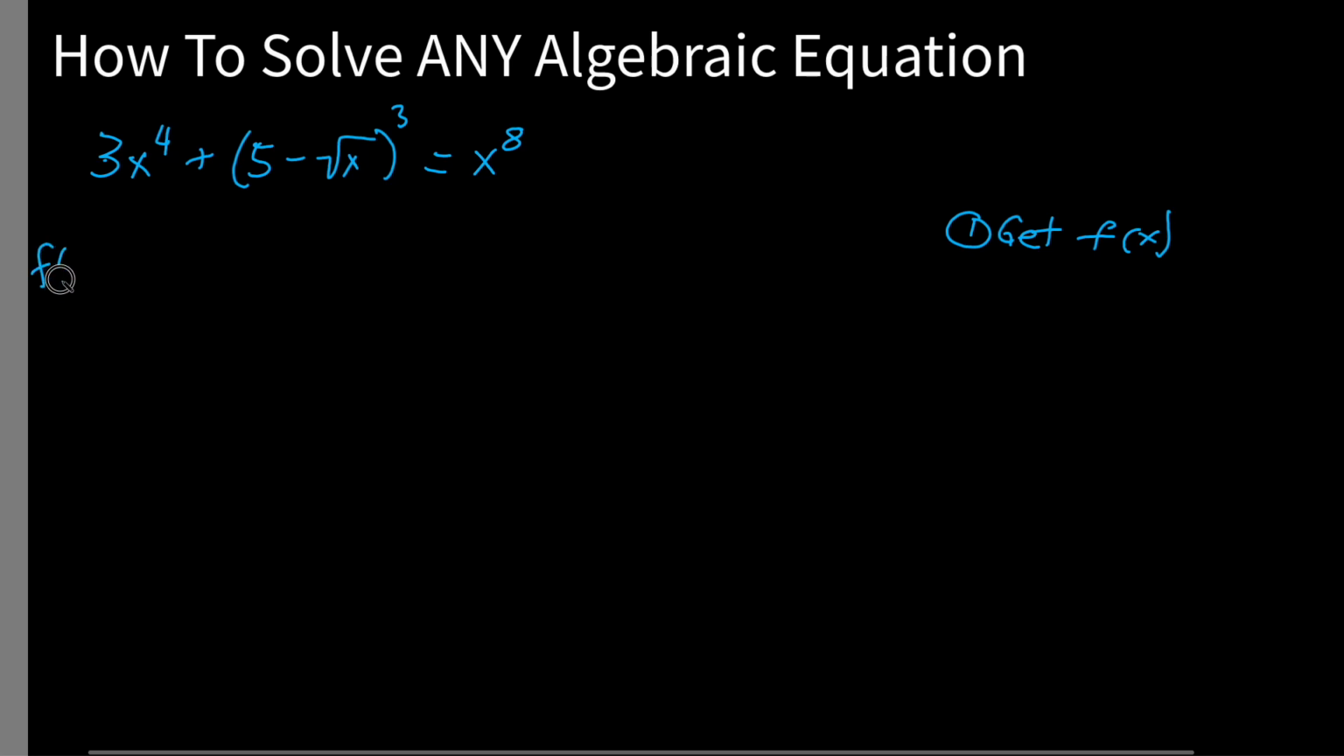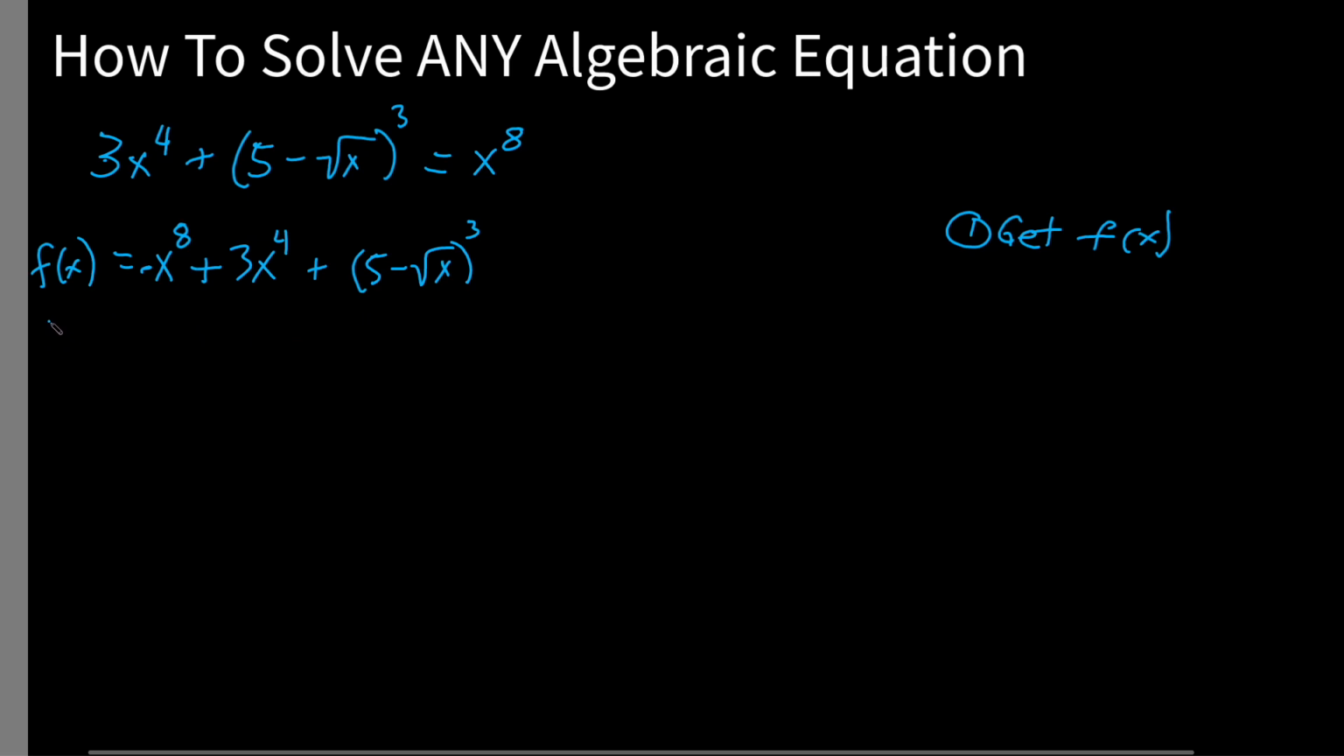So our f of x over here will be equal to, f of x is on the left side where we have 0, and what I did is I just move x to the 8 on this side, so we have negative x to the 8 plus this one. So that's our f of x.